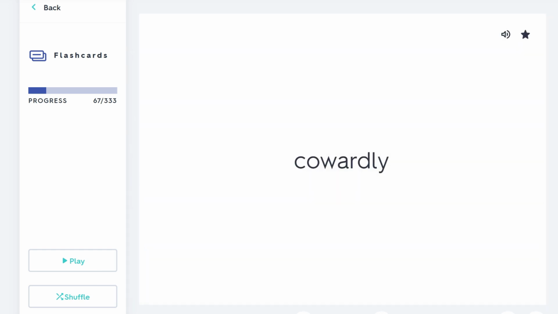Craven. Cowardly. That craven act will never be forgiven. You're such a coward. Craven. Daunt. To intimidate or frighten. I am not daunted by your words. I'm not intimidated. I'm not frightened. You can't daunt me. I remain undaunted by your words. Daunt.